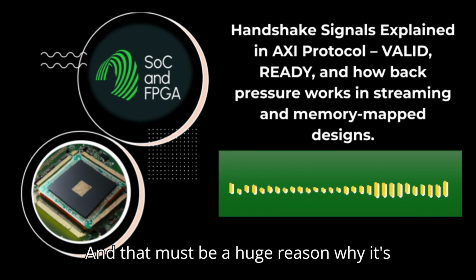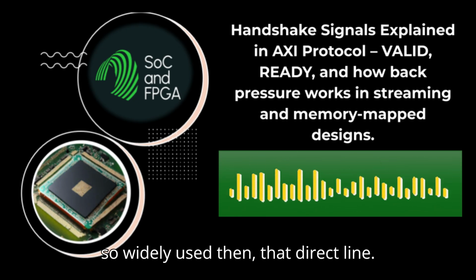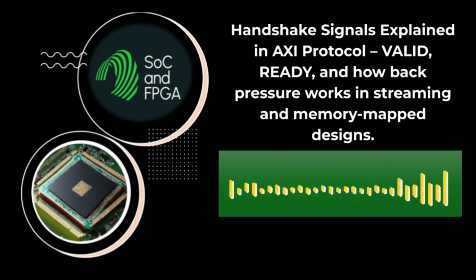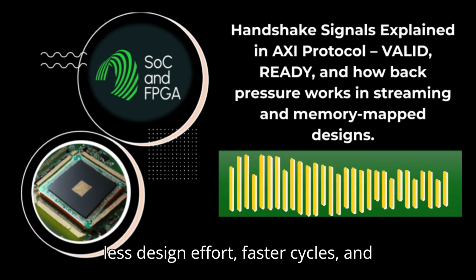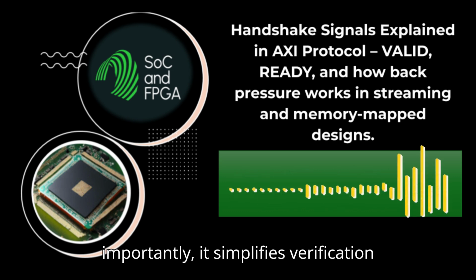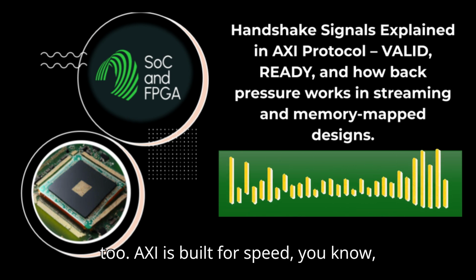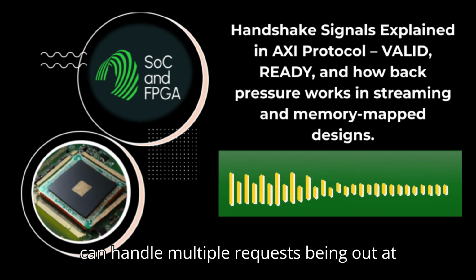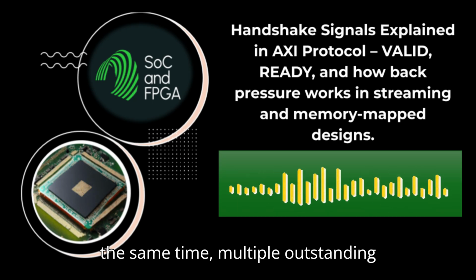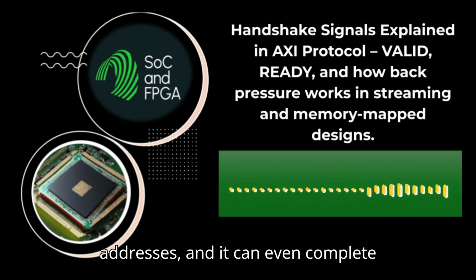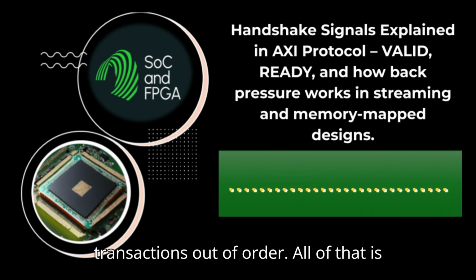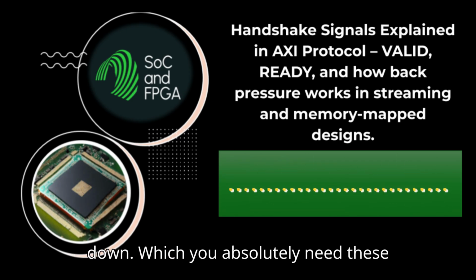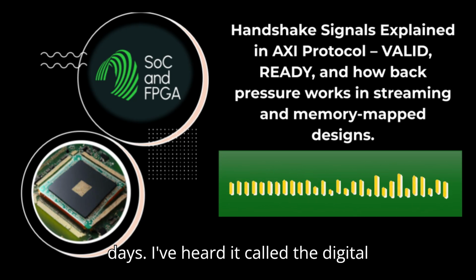And that must be a huge reason why it's so widely used then, that direct line. Oh, absolutely. It makes putting together different IP modules much, much easier, less design effort, faster cycles, and importantly, it simplifies verification too. AXI is built for speed, high clock frequencies. It has things like separate read and write channels. It can handle multiple requests being out at the same time, multiple outstanding addresses, and it can even complete transactions out of order. All of that is designed to push bandwidth up and latency down, which you absolutely need these days.